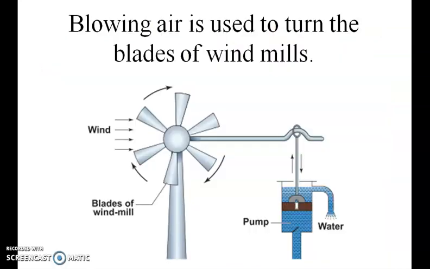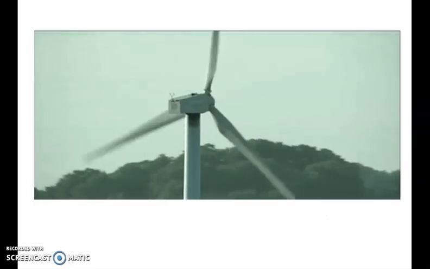And blowing air is used to turn the blades of windmills. This is an example of how air is used.